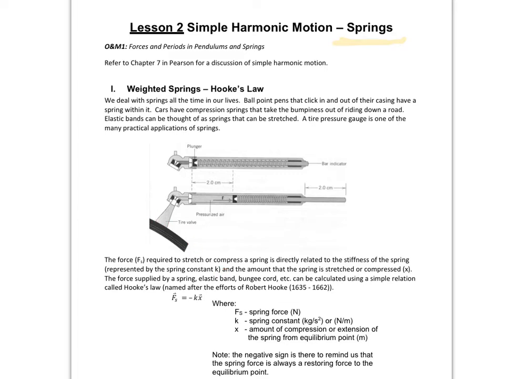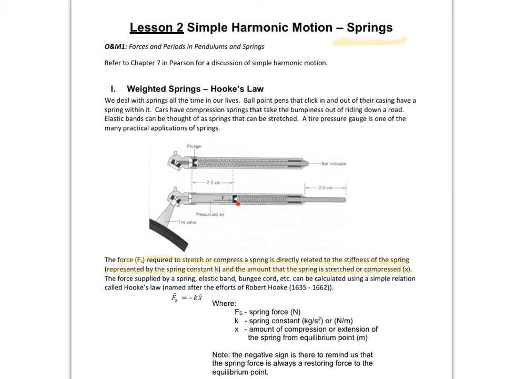Okay, so what they are talking about here, it says the force required to stretch or compress a spring is directly related to the stiffness of the spring, which is represented by the spring constant K. And it is also the amount that the spring is stretched or compressed. So how hard you have to press to compress a spring depends on how far you want to compress it. If you just want to compress it a little bit, it takes a little bit of force. If you want to compress it a lot, it takes a lot of force.